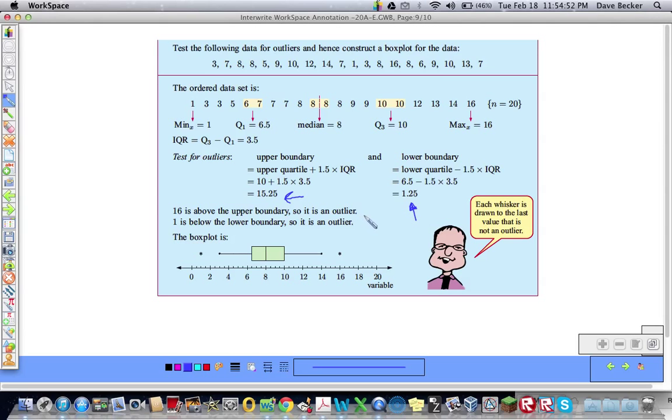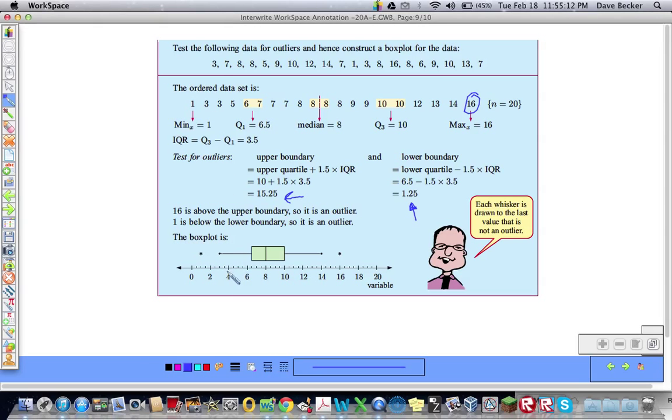Okay, so are there any data points greater than 15.25? There is one, it's 16. So we're going to put an asterisk at 16 right here. Is there any data less than 1.25? Well, yes, there's a 1. So we're going to put an asterisk right here.